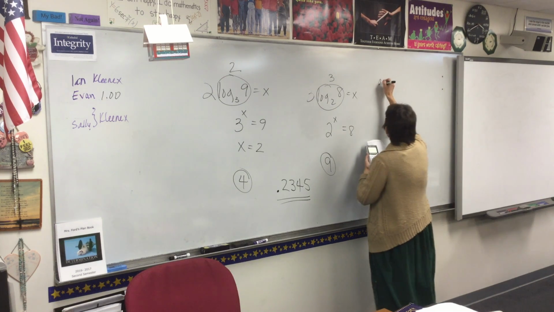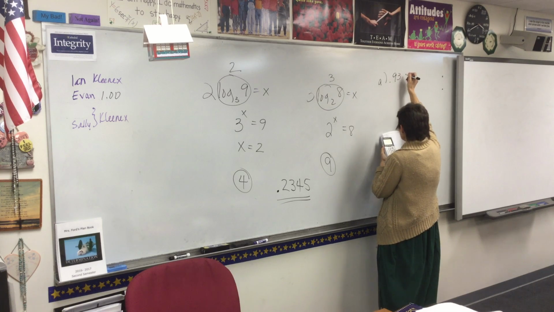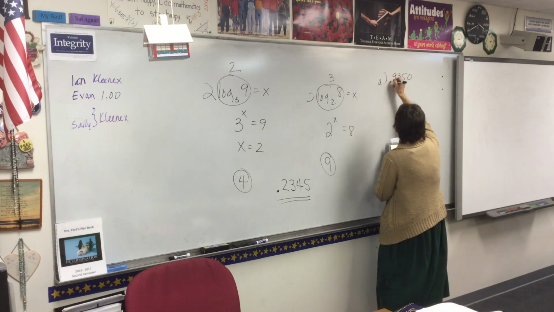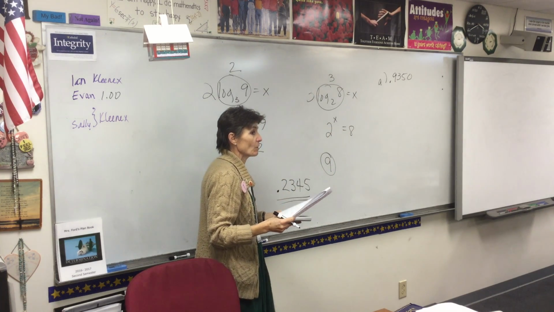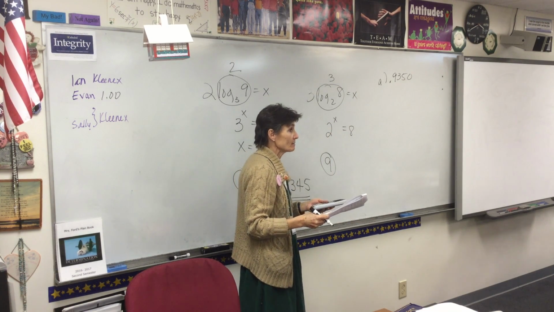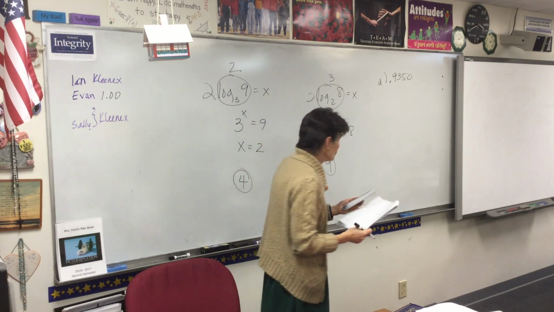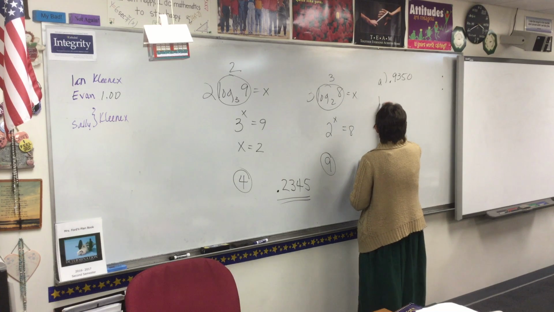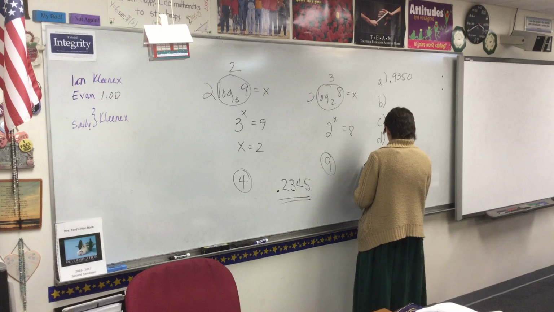So what did we get for A? 0.9350. And I'm going to go ahead and add that 0 on because my directions did say to round off to the nearest ten-thousandth. So I'll have 4 decimal places. Okay, would you go ahead and type in the rest of them and then give me the answers and we'll talk about them?